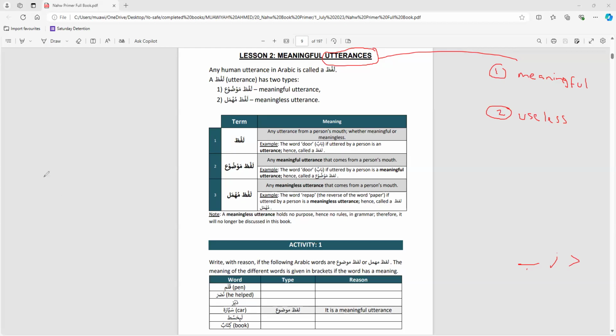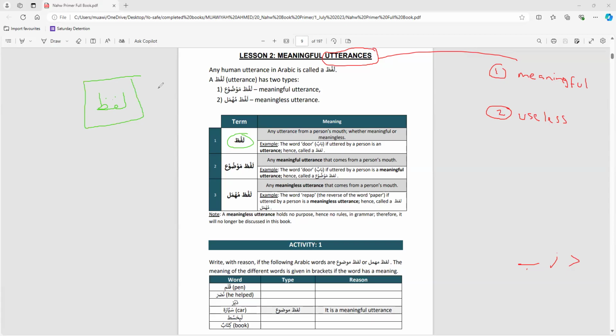Anyway, so like that, utterances of two types, meaningful and useless. So now in Arabic, what do we call this? Any utterance in Arabic is called lafz. Any utterance, whether it's useful or useless, that's called lafz. So what does lafz mean here? It's any utterance. Any utterance from a human's mouth.